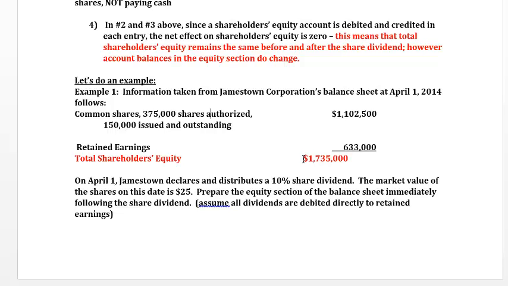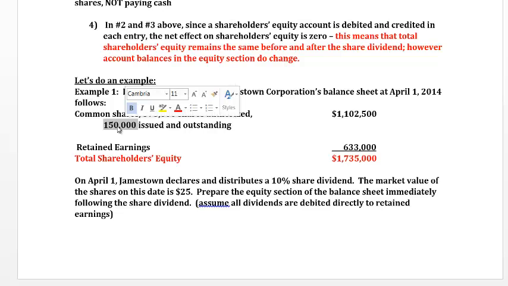We see here that our total shareholders' equity is 1,735,000. The common shares, the amount of capital, or the amount of cash that the shareholders gave Jamestown for 150,000 shares was 1,102,500, and we have retained earnings of 633,000. So now, if we assume that on April the 1st, which is the date we're looking at the balance sheet, Jamestown decides after this sheet is prepared to declare and distribute a share dividend.